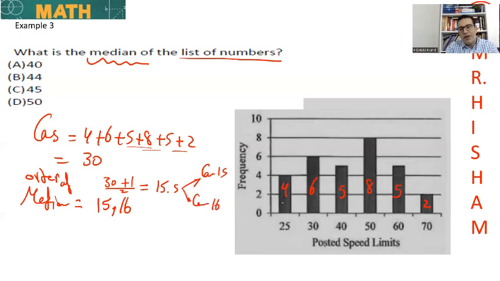Here, I have the first 4 cars, and 6, so I have the first 10 cars, and 5, so I have the first 15 cars, and 8, I have the first 23 cars. So the median is here, between the speed of 40 and the speed of 50. So the median is 45.